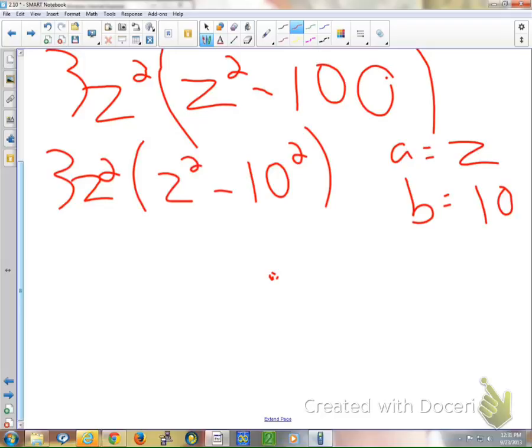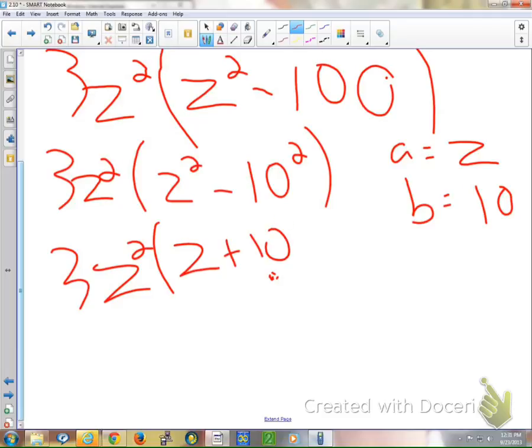Difference of 2 squares or cubes? Squares. So straight from the formula, what comes first? a plus b. a plus b, so z plus 10. And then what? a minus b. a minus b, so z minus 10.